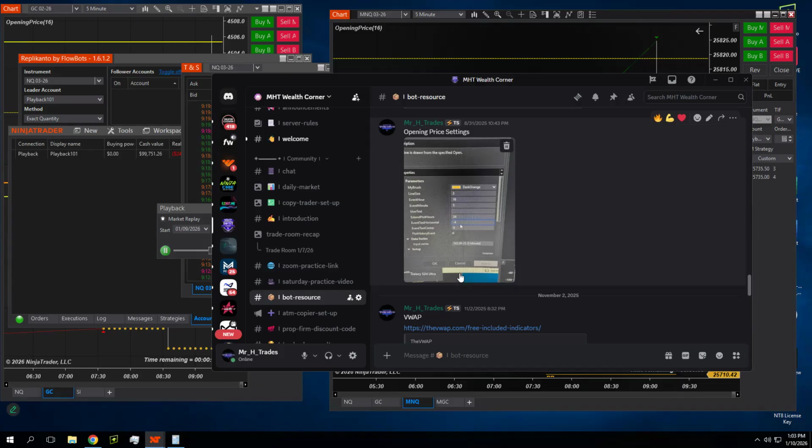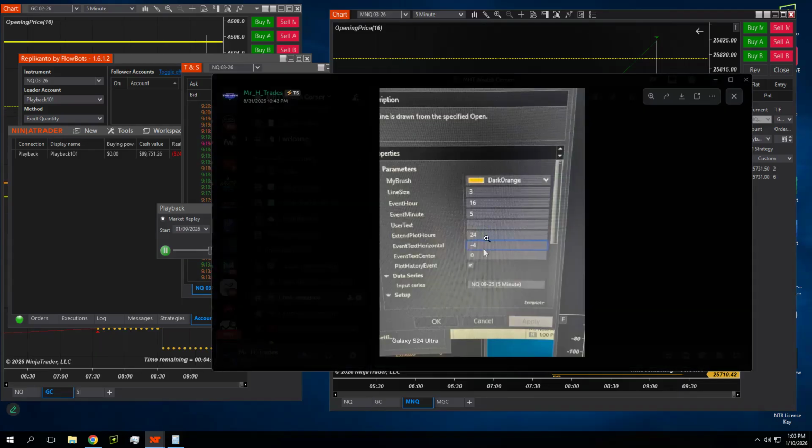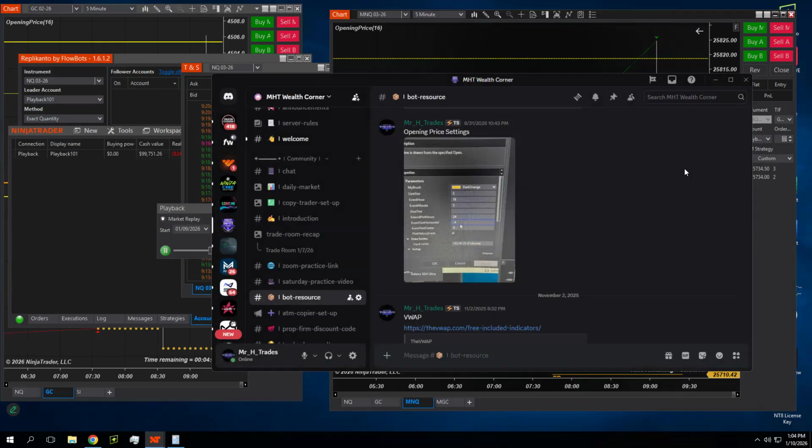Hey, can that line on the LIS be extended? Yeah, I have it for 24 hours right here. Okay. You only need it for 24 hours because the next day a whole nother LIS is going to pop up. Thank you. No problem.